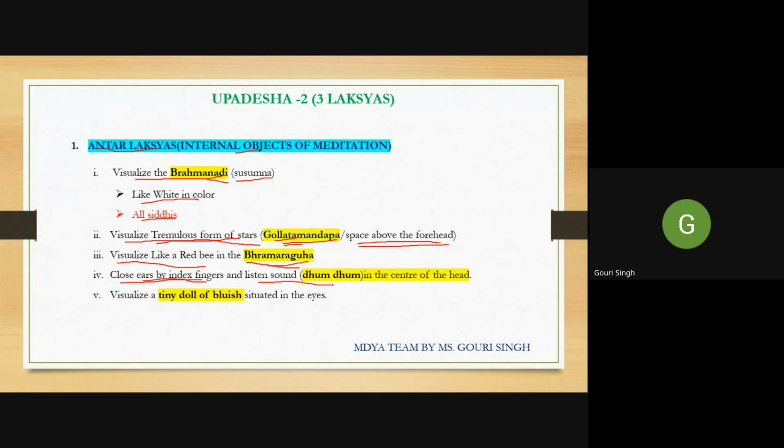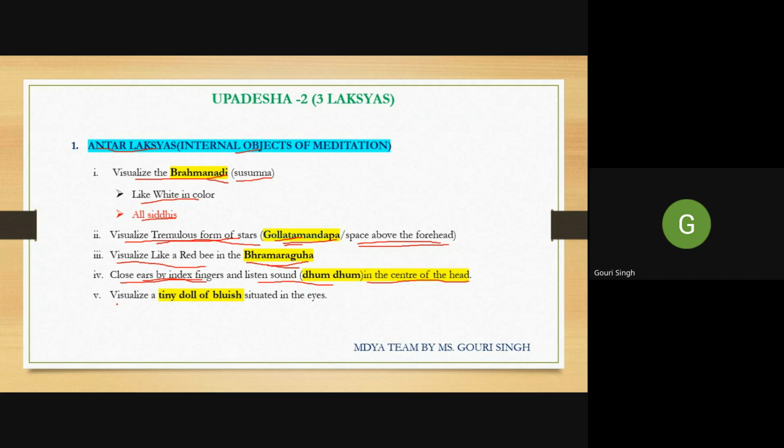What is the sound? It is the dham dham sound that comes out whenever you close your ears with your index fingers. This dham dham sound comes out in the center of the head region. So you can visualize, or listen to, that sound in the center of the head area. You can do meditation in that way also.